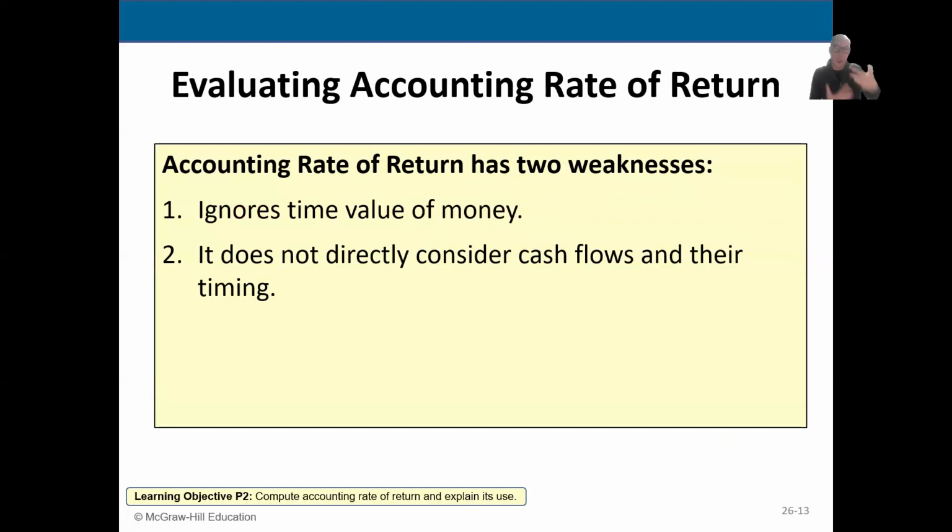Unfortunately, it's not always the easiest thing to use because accounting rate of return does not consider the time value of money, which looks at things like interest rates. And it does not directly consider the cash flows and the timing of such cash flows, like we did with the payback period. So the reality is, in most cases, when we make a decision to purchase property, plant, and equipment, we usually look at things like the payback period, the accounting rate of return, and net present value. That's what we're going to talk about next.